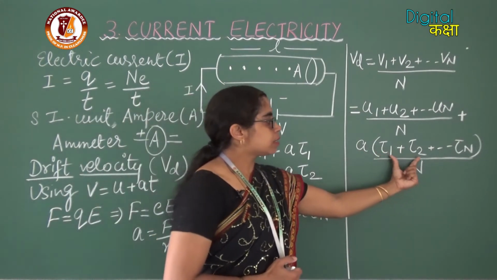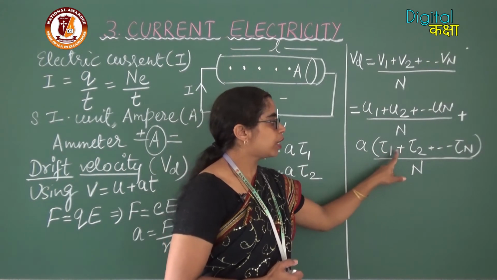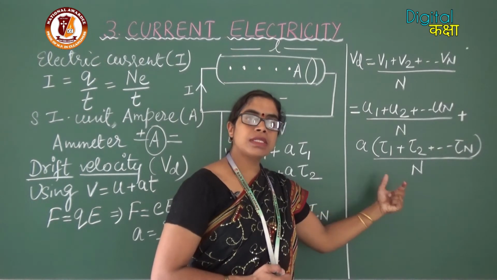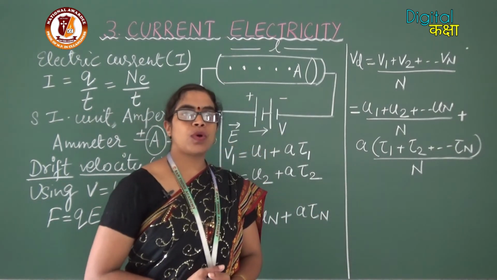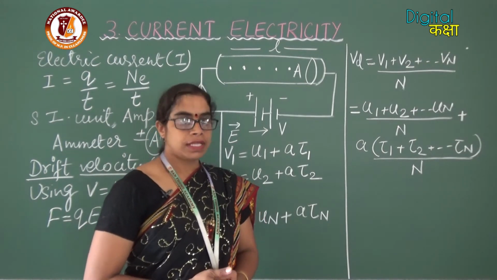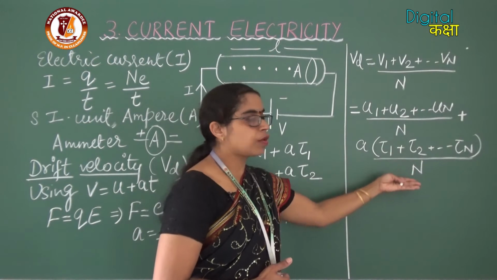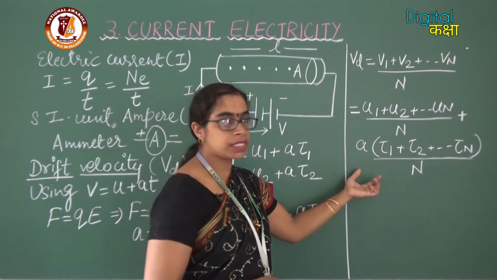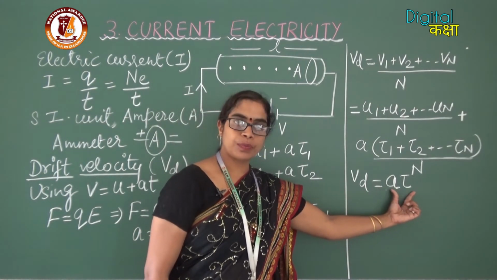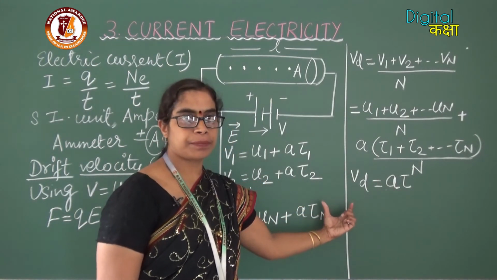And the second term, the term which is written in the bracket, that is tau 1 plus tau 2 up to tau n divided by capital N, is representing the average value of the relaxation time for all the free electrons. So, after understanding all these things and after substitution of the values which we have discussed on the RHS, the value can be written as Vd is equal to a into tau, where tau is the average value of the relaxation time.